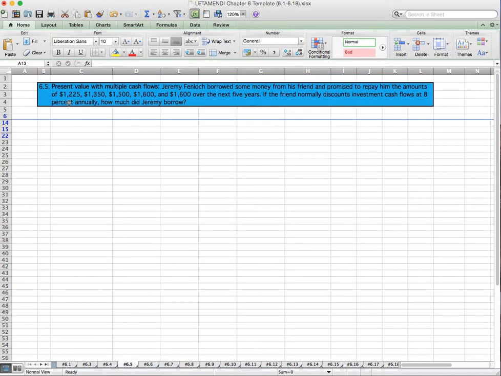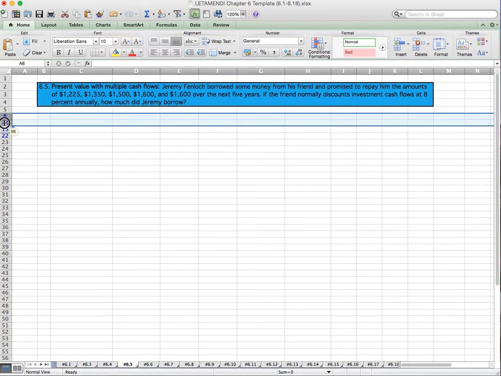All right, moving on to 6.5, present value with multiple cash flows. Jeremy borrowed some money from his friends and promised to repay him the amounts of 1,225, 1,350, 1,500, 1,600, and 1,600 over the next 5 years. If the friend normally discounts investment cash flows at 8% annually, how much did Jeremy borrow?